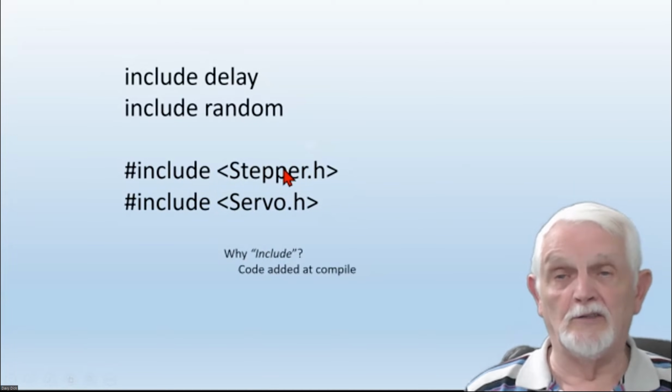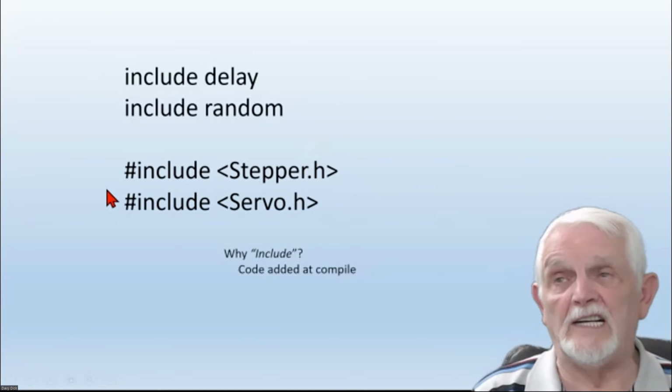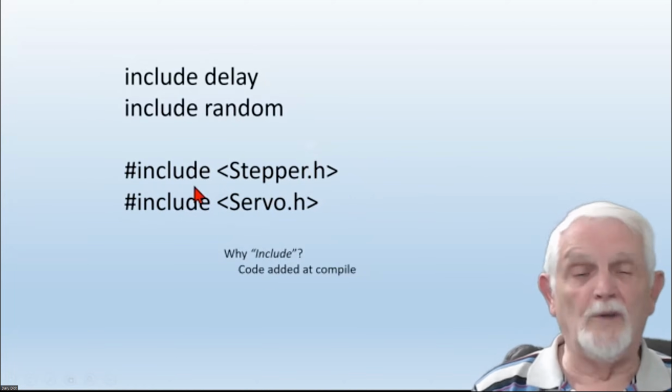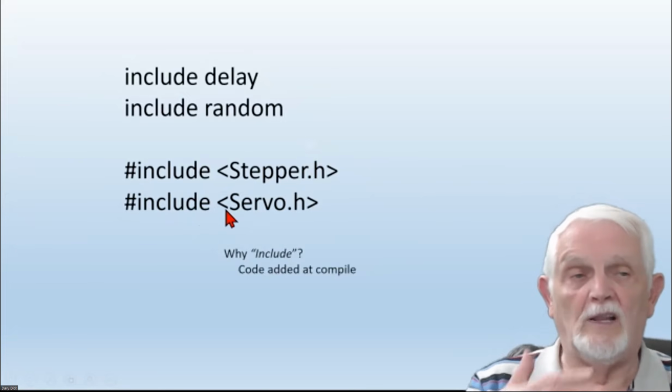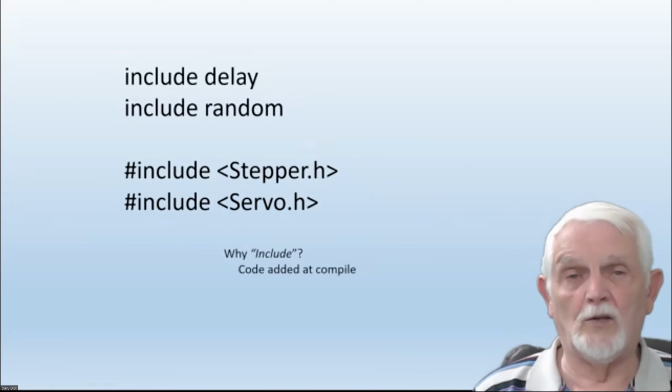So if you want to handle steppers, that line has to appear in your code. If you want to handle servos, that line has to appear in your code. If you want to handle both, both need to appear. So you might well have 3 or 4 or 5 includes. There's no limit.